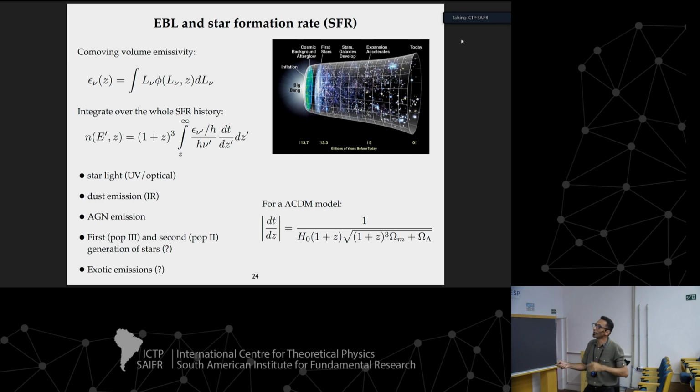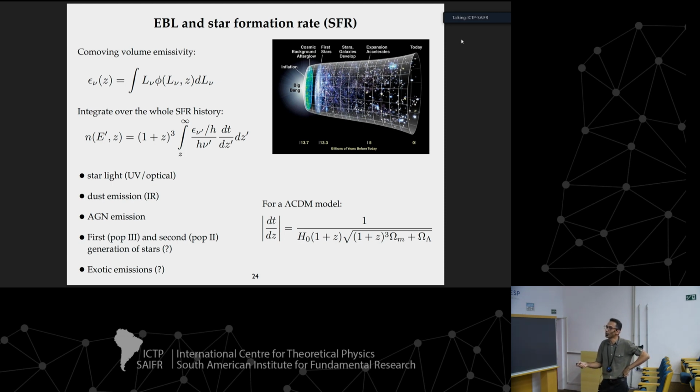As I said, the main contribution comes from starlight at UV and optical, but dust also emits in the infrared. The way we see this is that the stars are shining. Part of this starlight escapes the galaxy, but one part gets trapped inside the galaxy by dust. So dust absorbs, heats up, and then re-emits in the infrared. That will also contribute to these low energy photons. AGN might also contribute. We don't know. That's an open question, but maybe AGN contributes to these low energy photons.